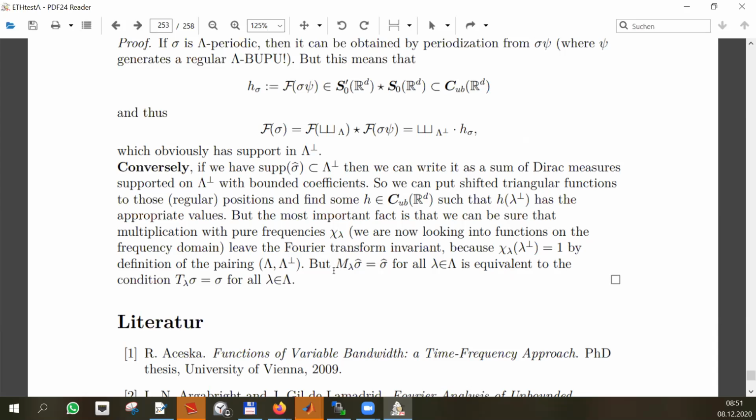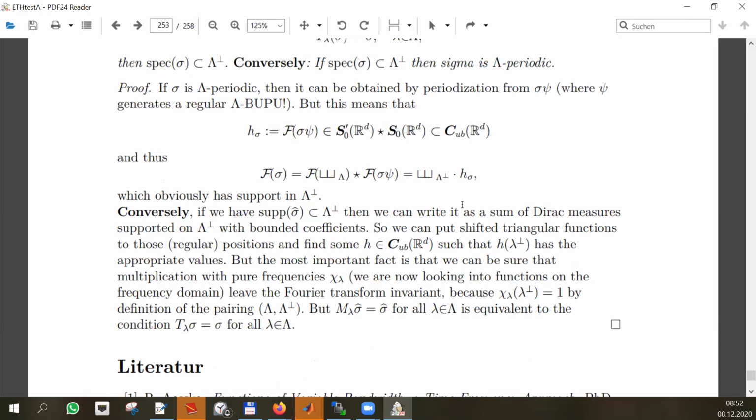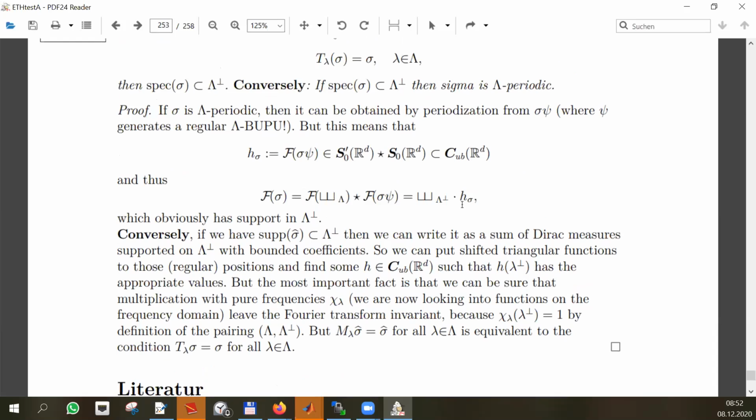So you get that multiplication with the pure frequency of sigma hat is this. But what is this? Well, T minus lambda of sigma is the same as sigma. Remember that T minus lambda goes to modulation on the Fourier transform side. But this is true for every lambda, and that's why I can ignore the minus lambda. I could say it's also true for M minus lambda of sigma hat is sigma hat, and that is directly going to the shift invariance. So we have a very strong relationship in this way.